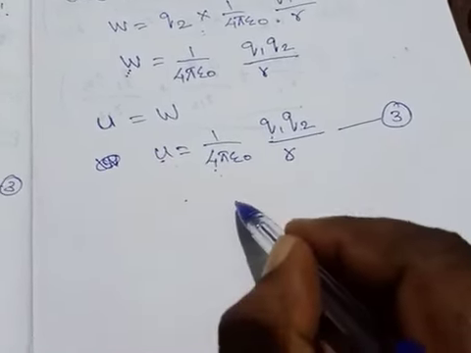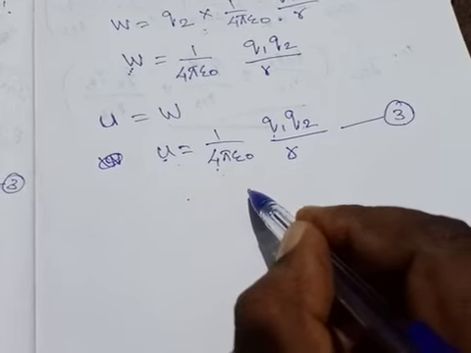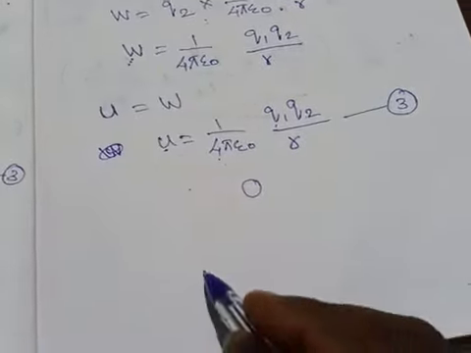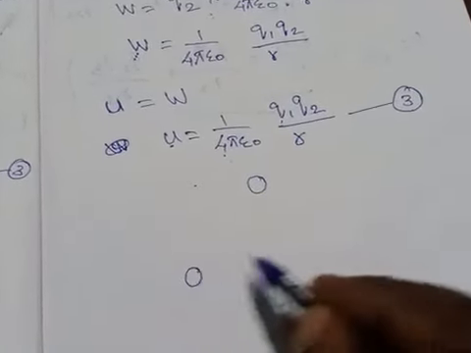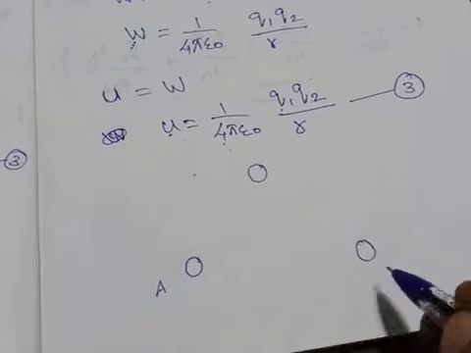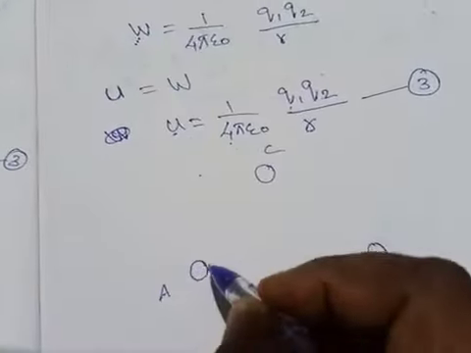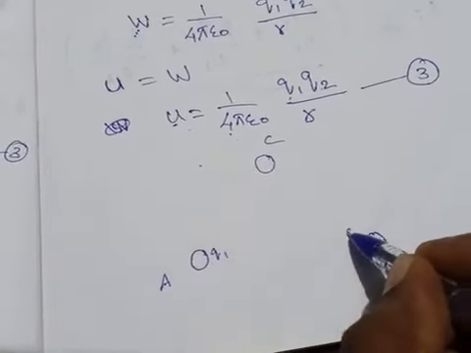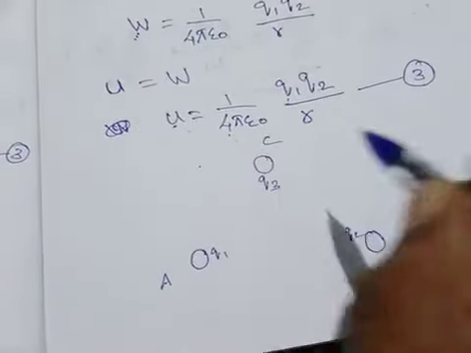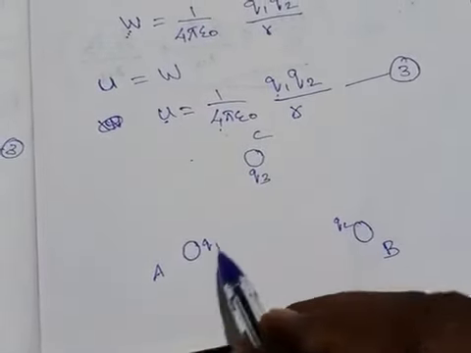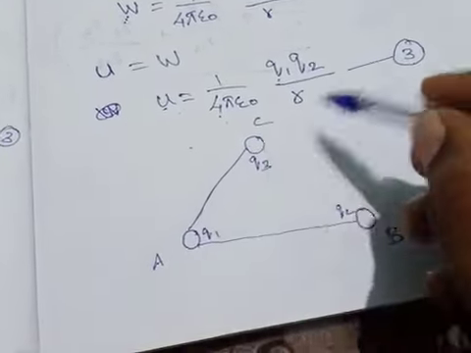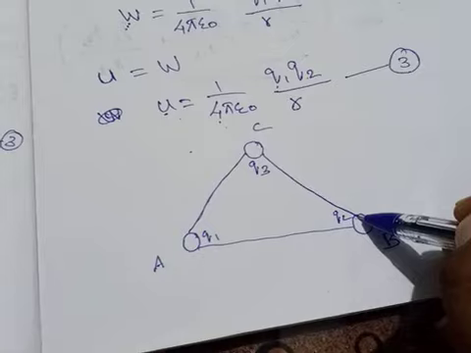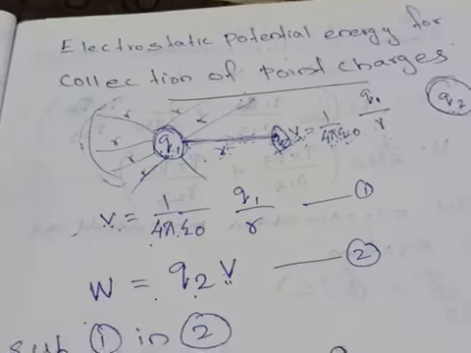Now assume that, in the same way, three charges are kept. You can keep one point here, one here, one here: A, B, C, and here charges Q1, Q2, Q3. Now these three charges are arranged in a configuration, and for this configuration, what will be the stored electrostatic potential energy? This derivation is a 5-mark question.